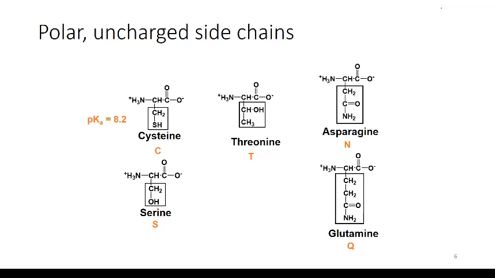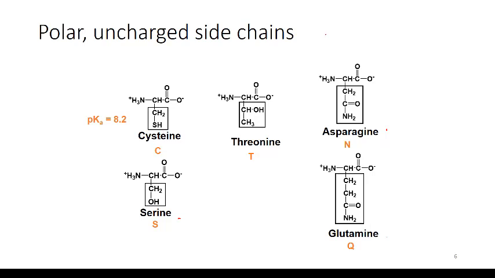Things also get kind of interesting with polar uncharged side chains. These are side chains that have heteroatoms, so they're polar, with carbon connected to oxygens and nitrogens, but only one of these groups actually has an ionizable pKa. I know it's really tempting to take serine, glutamine, and asparagine and try to make them lose a proton, but they're not going to. The one exception is cysteine.